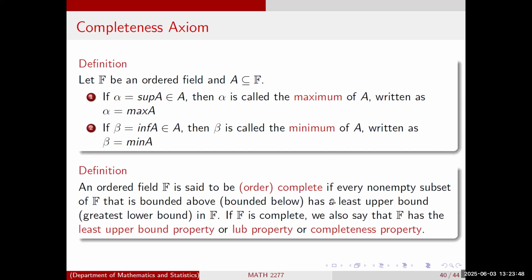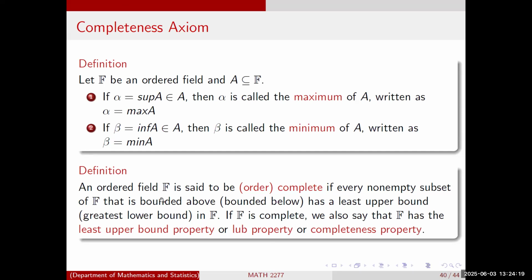So this property has a lot of other names, and you need to be familiar with all these names. Okay. So if F is complete, we also say that F has the least upper bound property, or LUB property, or completeness property. Sometimes this is called the completeness axiom. So all these mean the same thing in this definition.